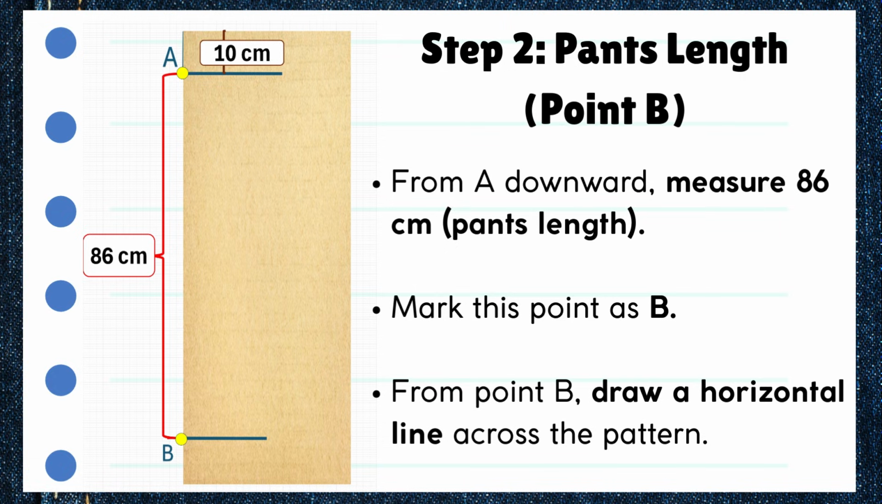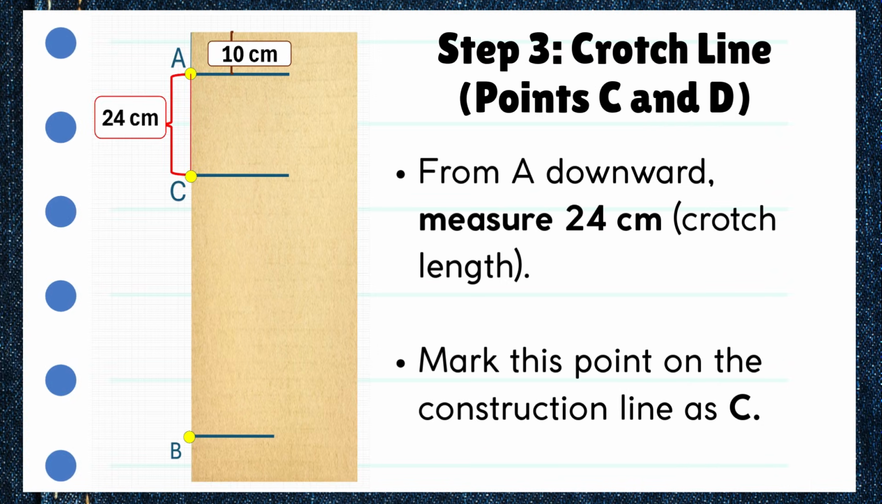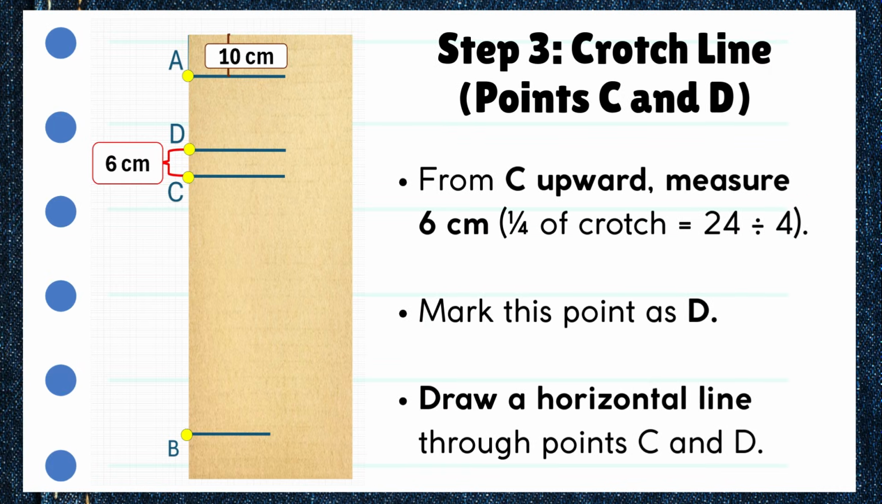Step 2. Pants length. From A downward, measure 86 cm, pants length. Mark this point as B. From point B, draw a horizontal line across the pattern. Step 3. Crotch line. From A downward, measure 24 cm, crotch length. Mark this point on the construction line as C. From C upward, measure 6 cm, 1/4 of crotch equals 24 divided by 4. Mark this point as D. Draw a horizontal line through points C and D.